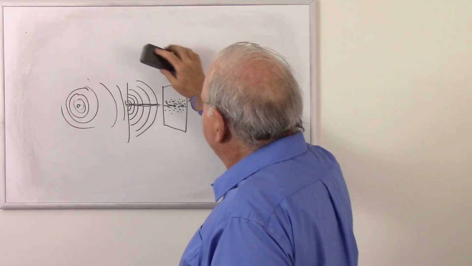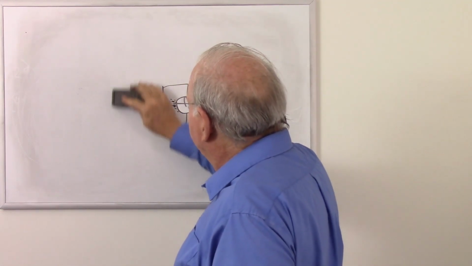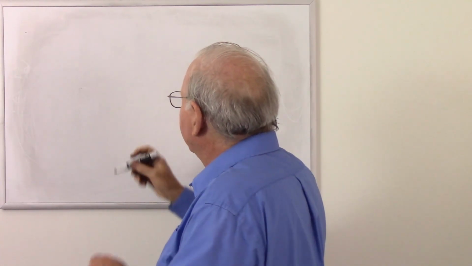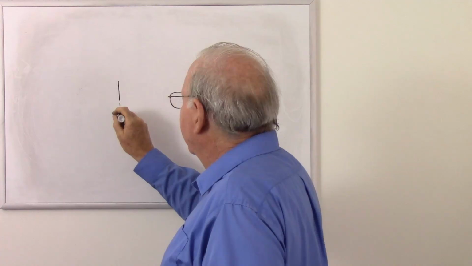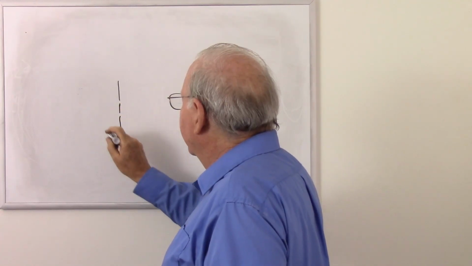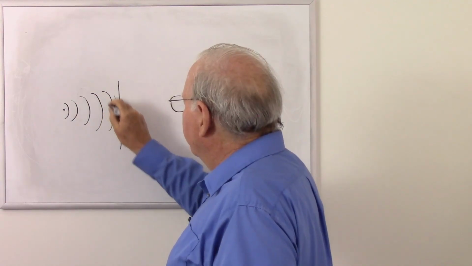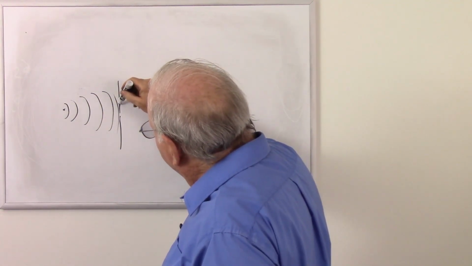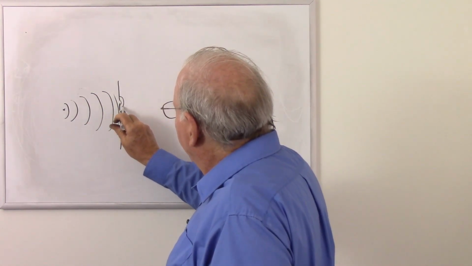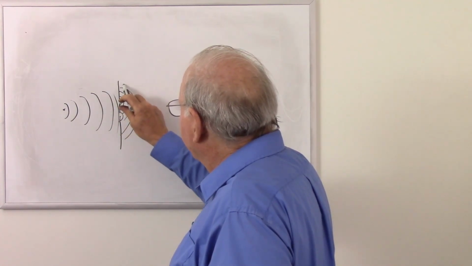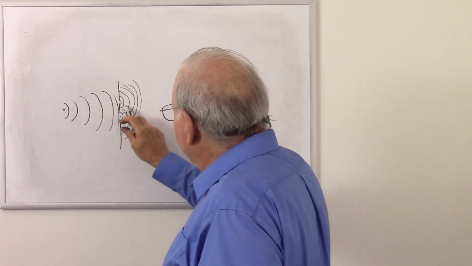Now let's put two slits. Let's get rid of our photographic paper. And here's our photon source, and they're going to get bigger and bigger and bigger. And guess what? That wave is going to go through both slits. And we're going to get an interference pattern.